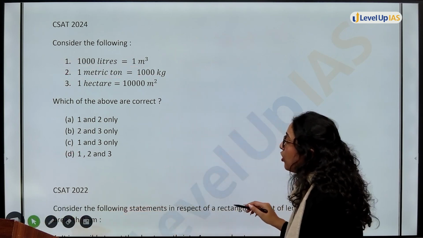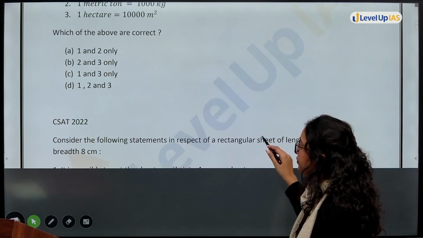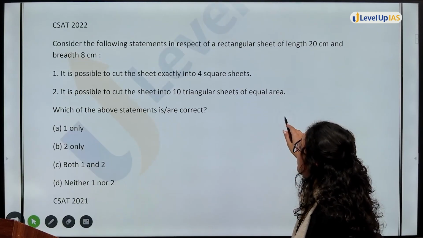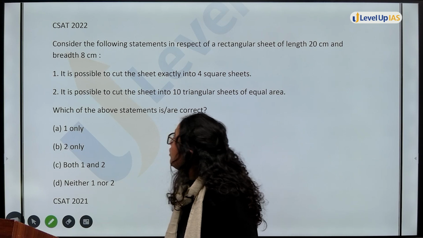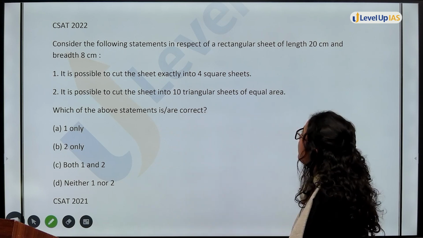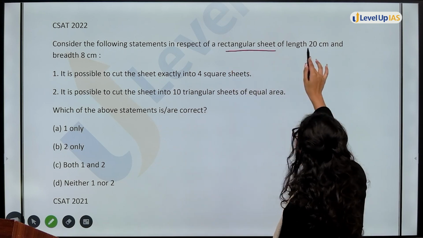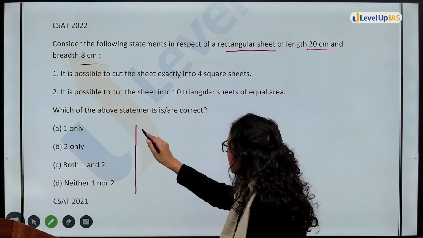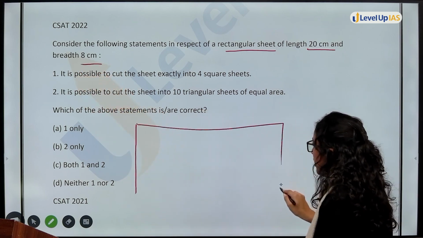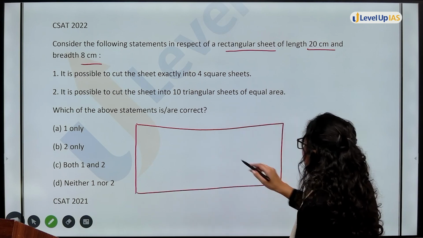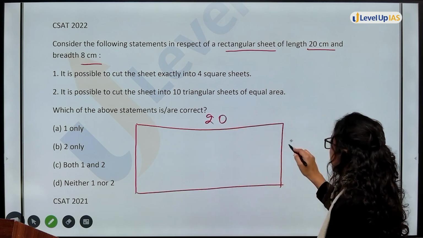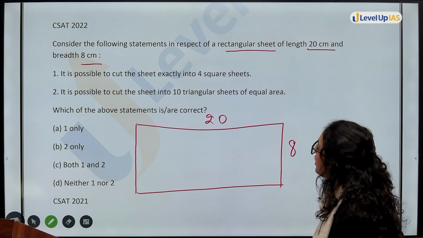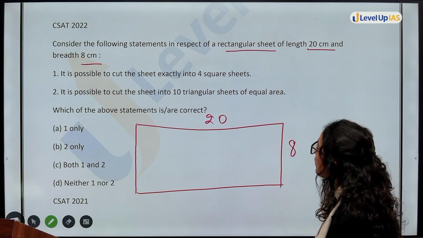Now moving on to 2022. Consider the following statements in respect of a rectangular sheet of length 20 and breadth 8. So this is a rectangular sheet with me. Length is 20, breadth is 8 centimeter. It is possible to cut the sheet into exactly 4 square sheets.